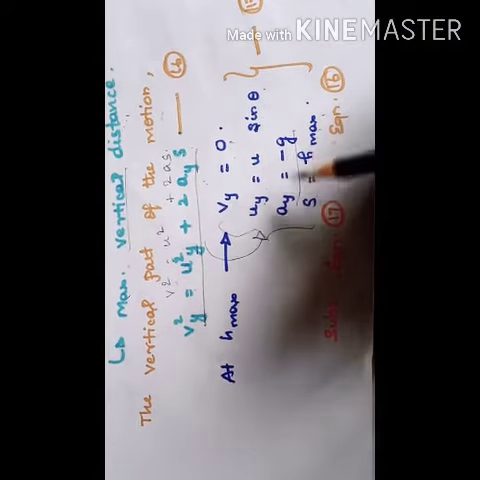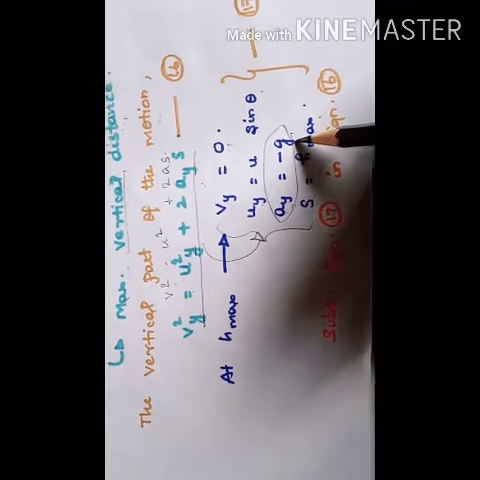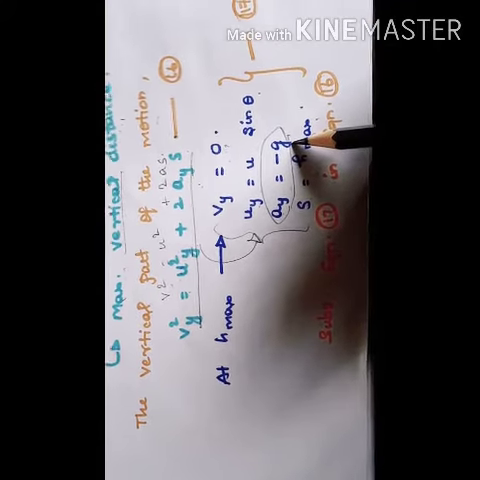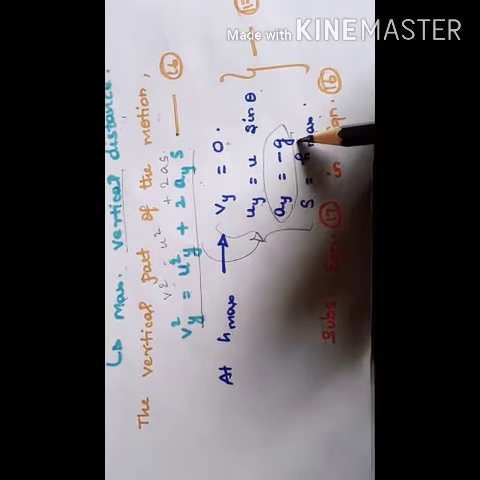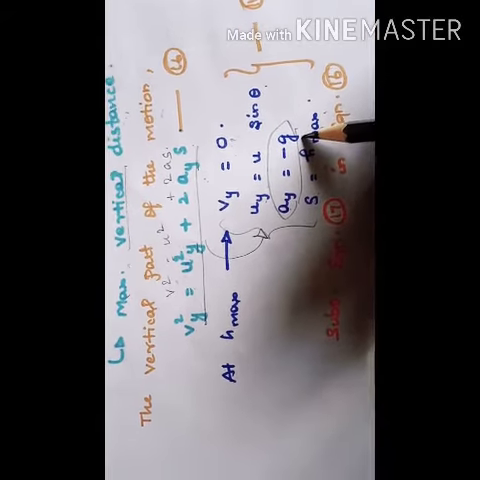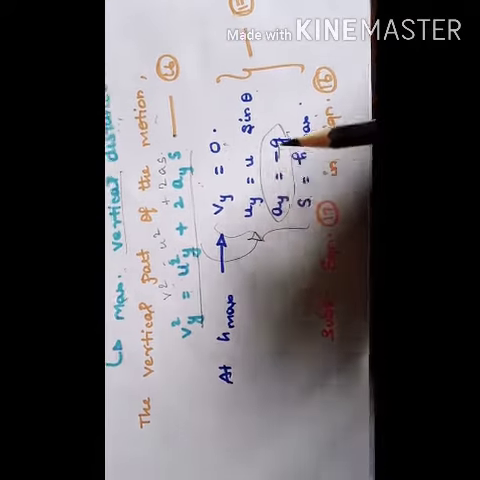Why is ay equal to minus g? Because the object's movement is against gravity, so we are substituting minus g and representing gravity as negative.